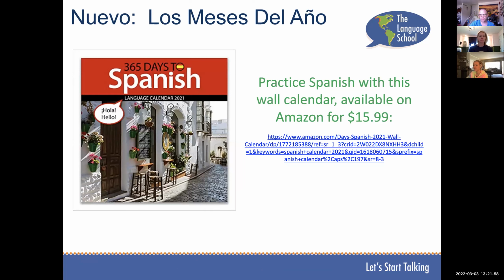So this isn't my calendar, so I in no way benefit from this, but this is just a fun thing that I still do to this day. I really like this calendar. You can buy a wall calendar and you can also buy a desktop calendar if you prefer. But just me as a teacher trying to think of ways for my students to really get into the habit of making Spanish a part of their daily routine, I like these wall calendars. So I'm going to send this over to you in the chat.